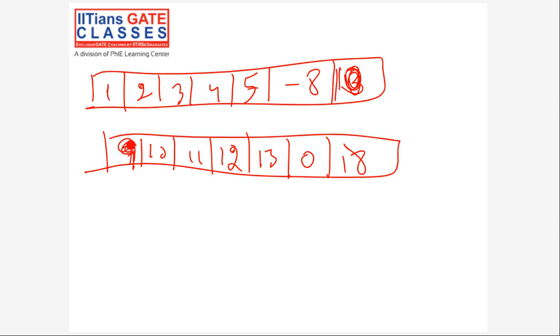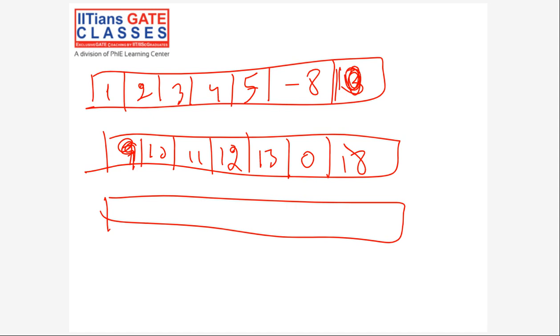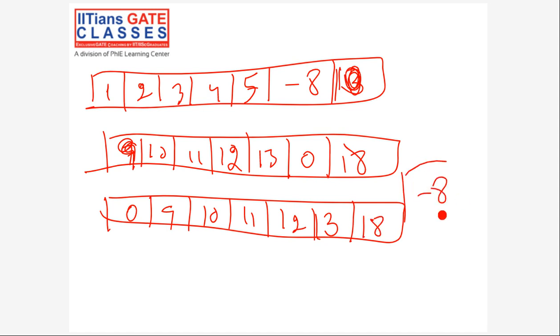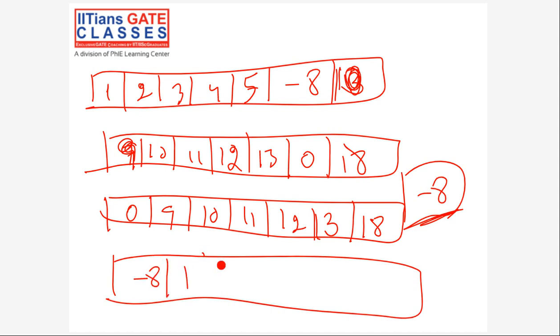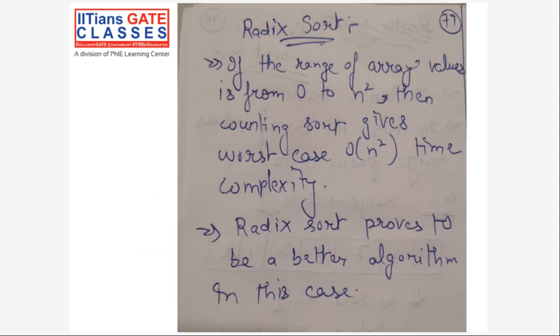No, add. Subtract later. See, you add 8 to all the elements, then sort them using counting sort: find the maximum element and do the same procedure. You get 0, 9, 10, 11, 12, 13, and then 18. And now you subtract 8, whatever you added, from every element. So this becomes -8, 1, 2, 3, 4, 5, and 10. Clear to everyone? This little modification will help us deal with negative numbers as well, for counting sort, of course.